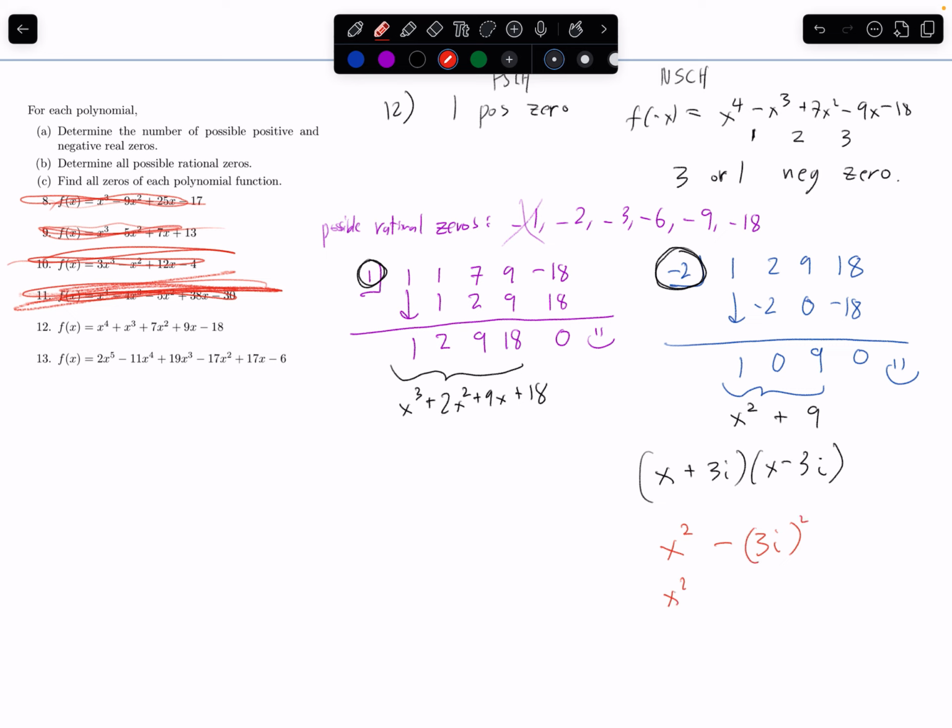But that's x squared minus 9i squared, right? If you square the 3, you square the i. But i squared is negative 1, so this is just x squared plus 9, which is what I had. So anytime you have no x term, it always works out like that. Just take the square root of whatever that number is, tack on the i, and make sure you have the conjugates. So all that to say, we actually have the answer already.